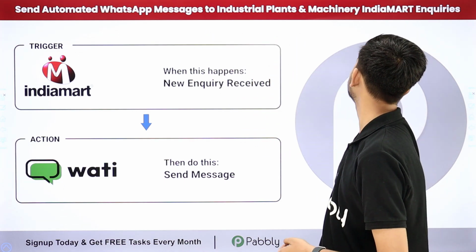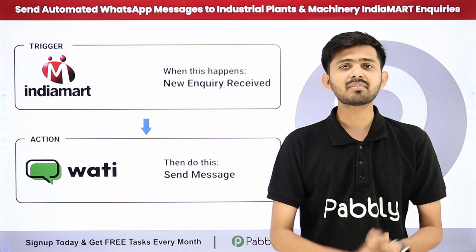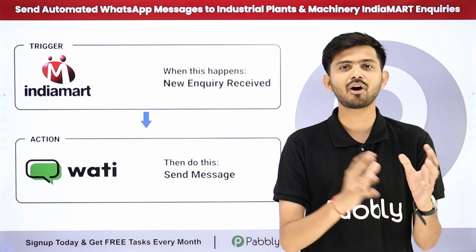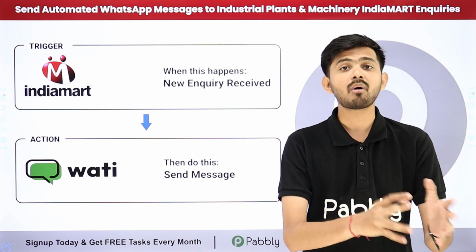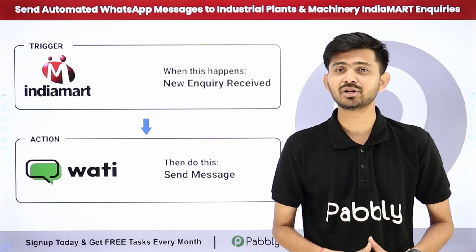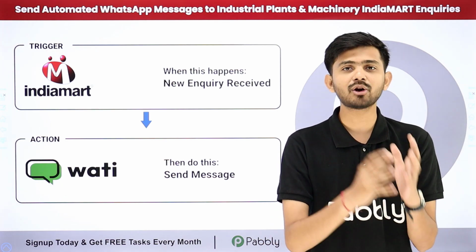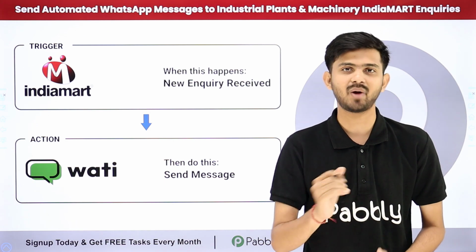and machinery IndiaMART Enquiries. So here I'm running my industrial plants and machinery business, and through IndiaMART I'm receiving a lot of inquiries for my business. Now what I want is that as I'm going to receive a new inquiry through IndiaMART for my business, then automatically I want to send an automated message on WhatsApp to my inquiry.